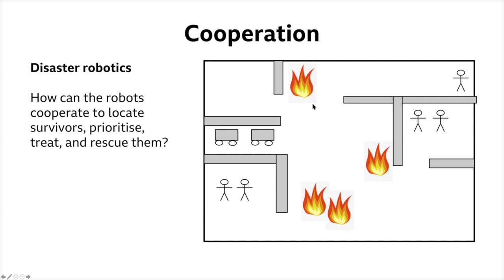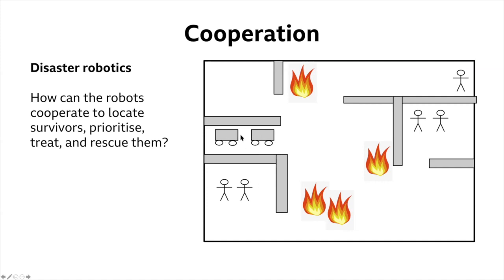So the dream is, in this scenario here, where you've got people trapped over here, you've got people trapped over here, you've got people trapped over here, you've got multiple fires in this building. The idea is that the robots would go into this building and they would explore. And they would find the survivors, maybe talk to human rescue teams who, once survivors had been located, could make plans to come and rescue them, or perhaps they could provide treatments for those human teams directly. So that's the dream of disaster robotics.